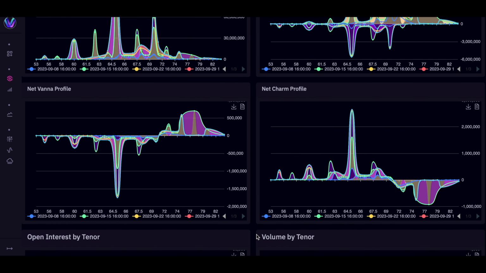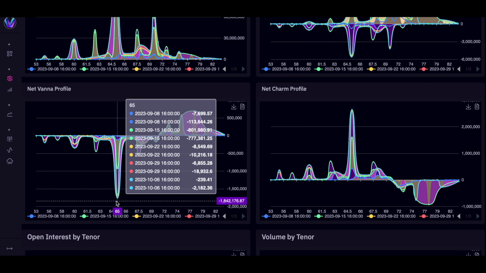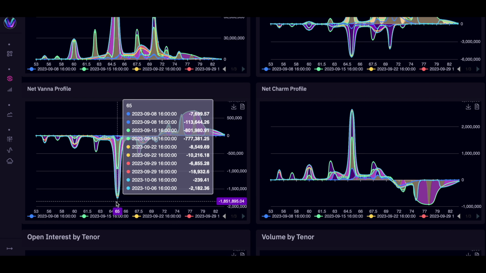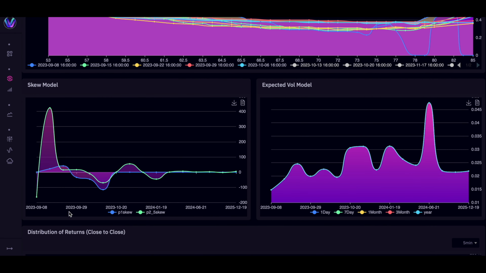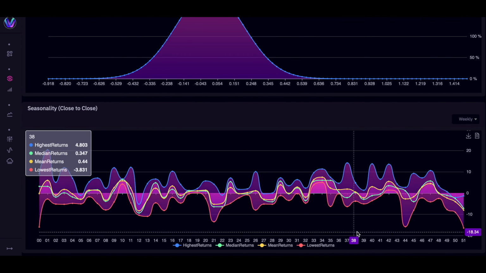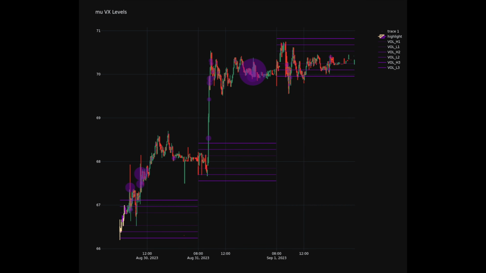Moving to our Vanna profile, we have peak positive set at 77.5 and negative set at 65, which aligns with our downside target for the week. P1 skew is flat, but P2 skew is showing large positioning is long, far out of the money calls that market makers will like to drain this week. Next, we have the weekly seasonality for MU, and here are the VX levels from Friday.